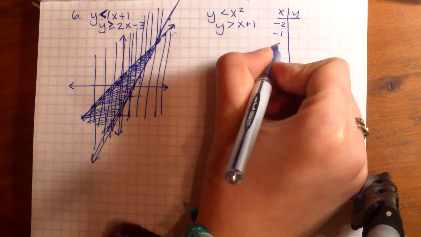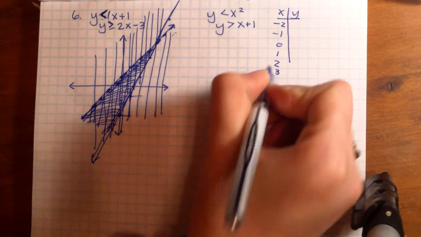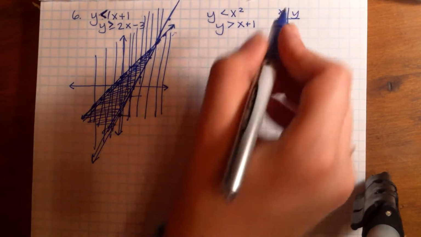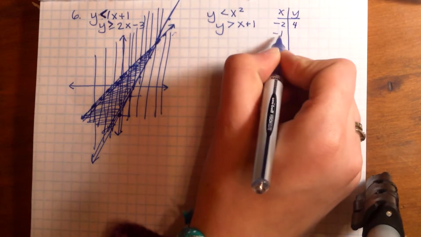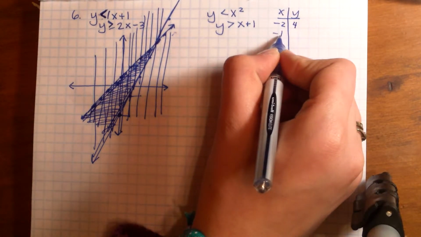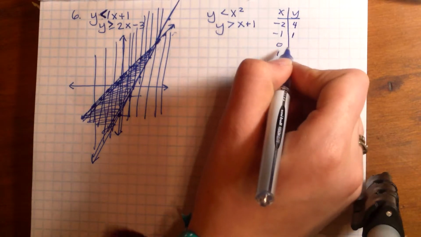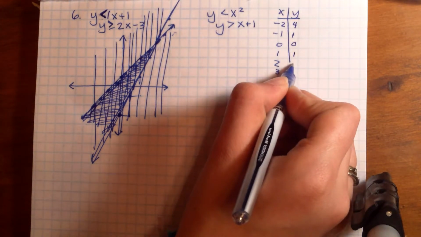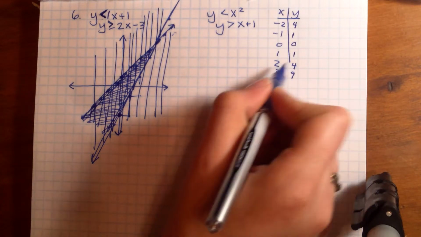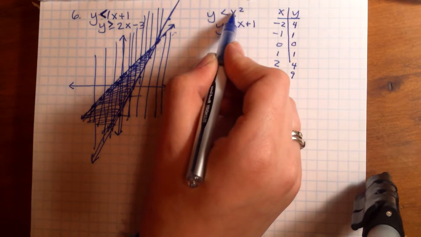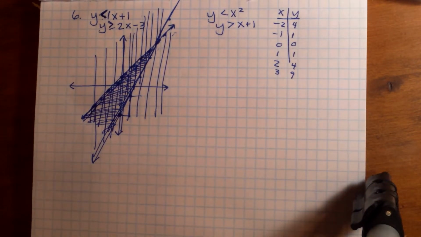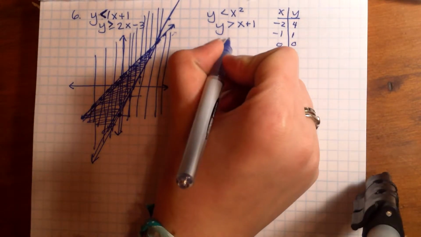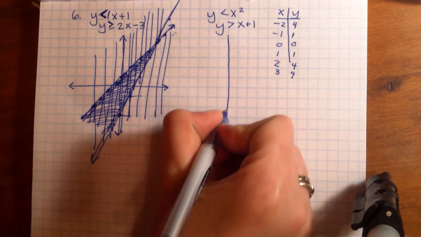-2, -1, 0, 1, 2, 3. Let's think. When you square it, -2 times -2 would be +4. -1 times -1 would be +1. 0 times 0 is just 0. 1 times 1 is 1. 2 times 2 is 4. 3 times 3 is 9. I'm getting that from here. This is the squared function, so you're multiplying it by itself. That's what it means.